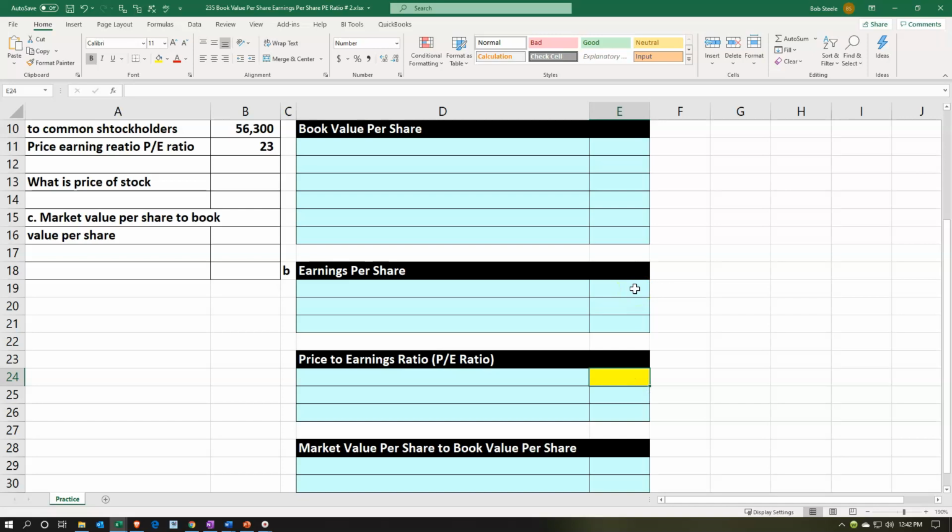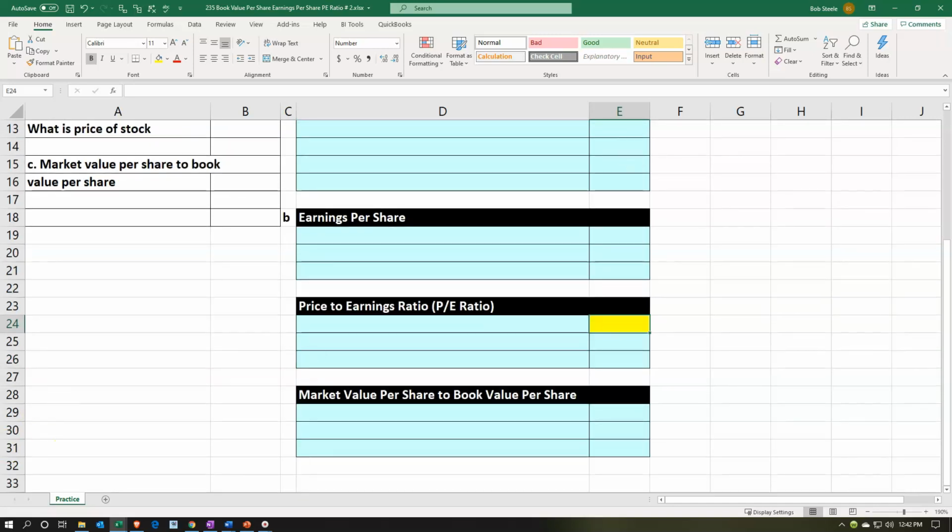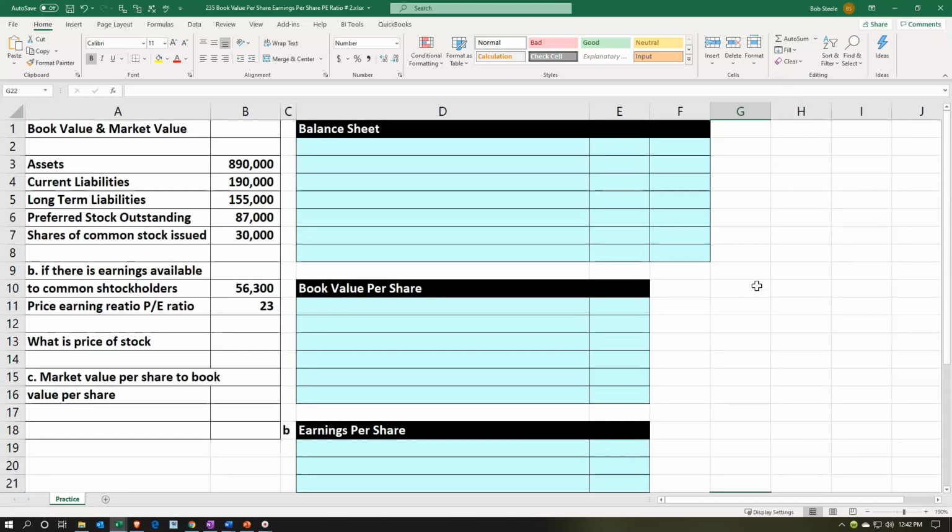However, one that's often the case in book problems and that really helps us to kind of understand some of these ratios a bit better. And then we'll take a look at the market value per share to the book value per share. This is the exact same format as a prior problem, so we'll do it a bit faster here as we work through this. Information on the left: assets, liabilities, long-term liabilities, preferred stock outstanding, shares of common stock issued.